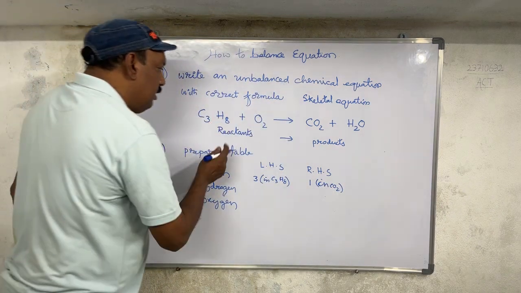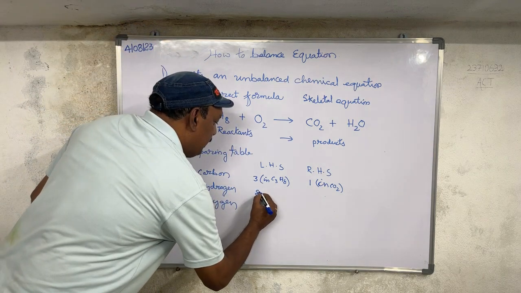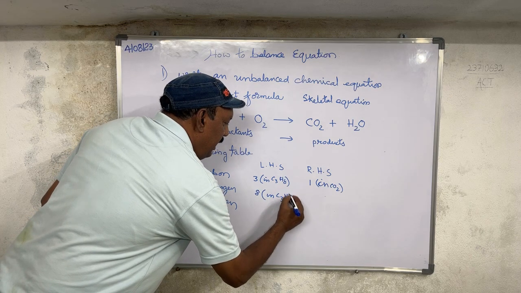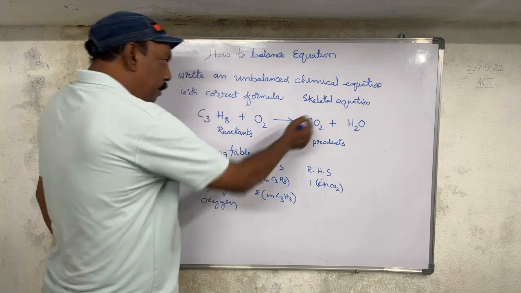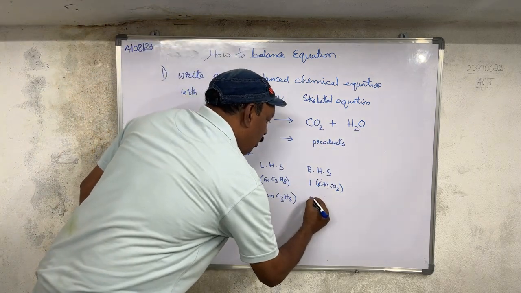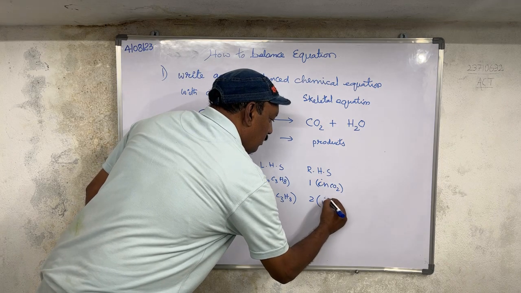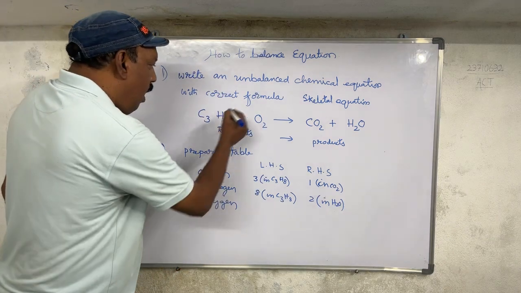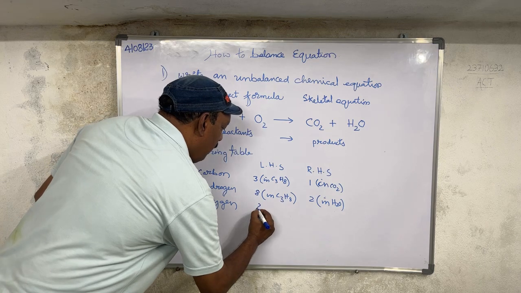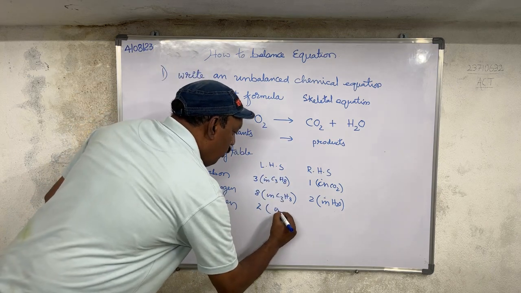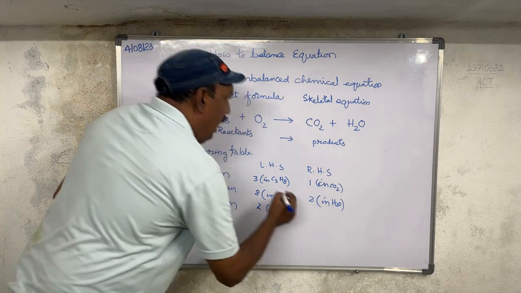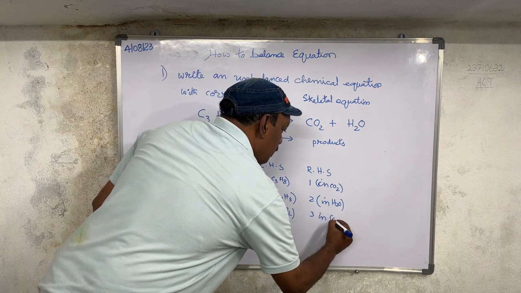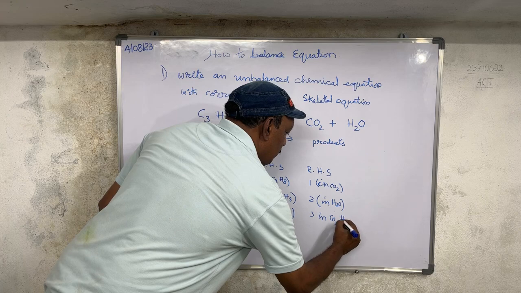Now comes to the point of hydrogen. We are having 8 hydrogens in C3H8. But in water, H2O, only 2 hydrogens we are having. And comes to the last element, oxygen. Here 2 oxygens are there in O2, and here 3 oxygens are there in CO2 and H2O.